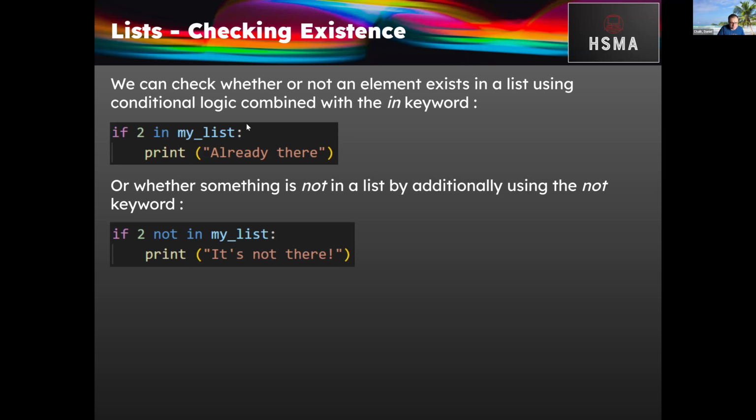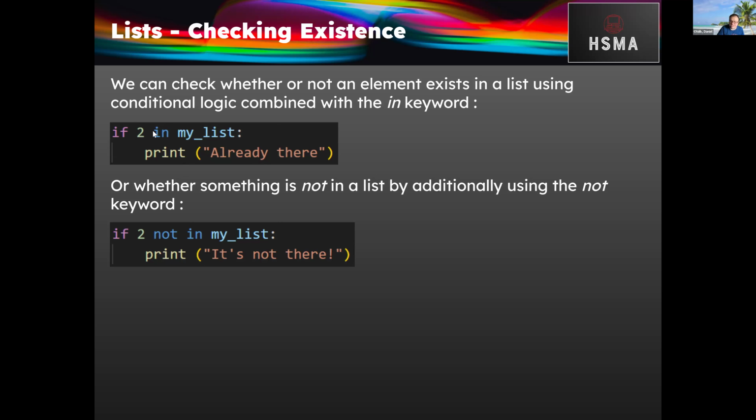So here we've got a simple piece of conditional logic, much as you've seen before, using an if statement. But rather than some of the comparison operators we looked at earlier, we're doing an existence check. So we say here, if 2, so the value I'm looking for, in, and then the name of my list. So if 2 in my list says, if the value 2 is in my list, then do this. So it'll only resolve to true if 2 is in there. If 2 is not in there, this line of code won't run.